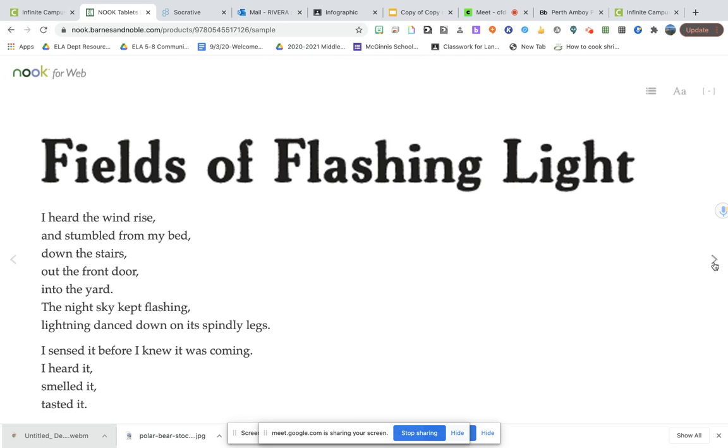What kind of figurative language is that? The night sky kept flashing, lightning danced down its spindly legs.